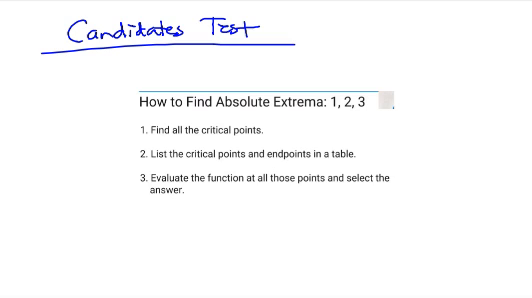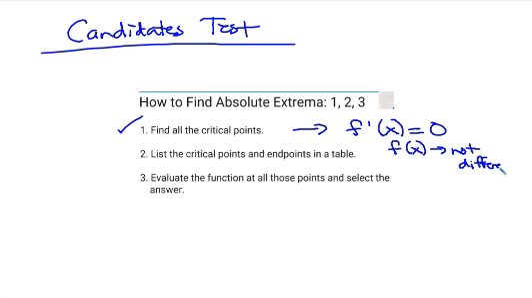So, how to find absolute extrema? 1, 2, 3. Here's a little process for you. Find all the critical points. How do we find critical points? Remember, we're looking for where is f prime of x equal to 0? And we are also looking for places where f of x is maybe not differentiable. And of course, we're thinking about things like a cusp or something like this. All right. So those are the kind of critical points that we are looking for.